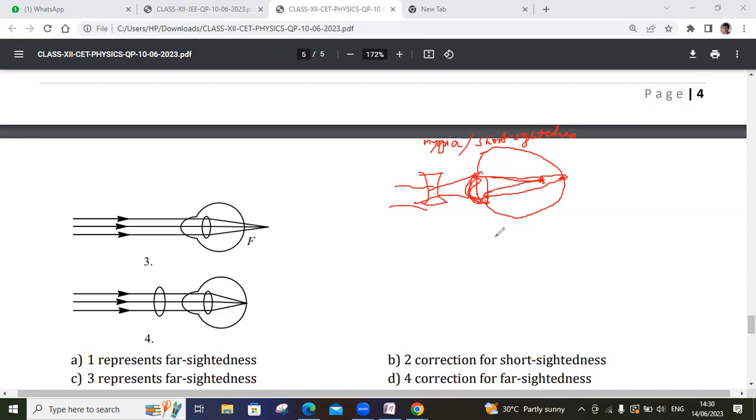And in hypermetropia, the image will be formed behind the retina. So here we have to use a convex lens so that the rays coming are converged, so that they will be converged here. So if you see in this question, they have asked which is wrong. So it can be either this or this, because one represents farsightedness, three represents far. So either one or three should represent farsightedness, correct?